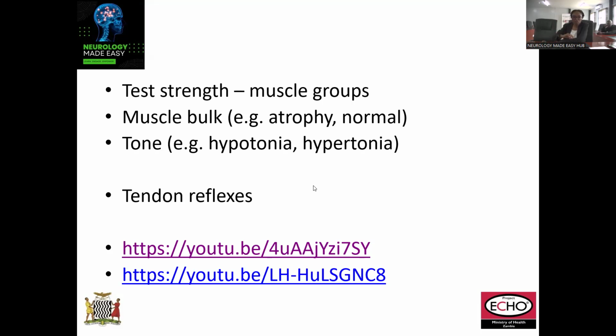All right. So in that video, we're just looking at the upper limb exam, and a similar approach is done for the lower limbs. Through that exam, we were also able to see the sensory exam, which we'll come to a little bit later, and also coordination.